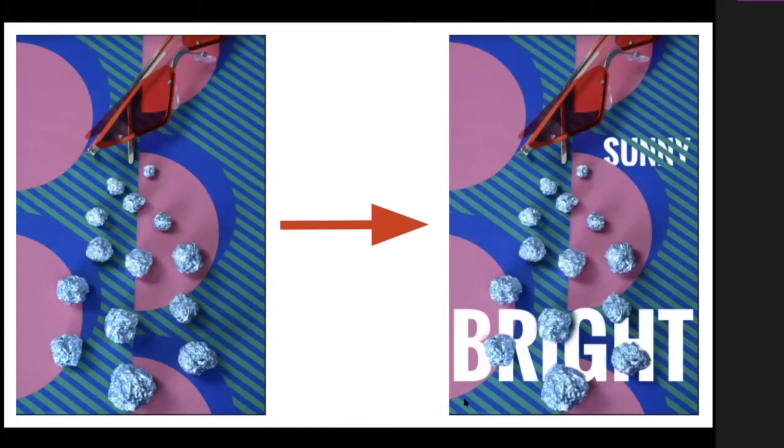But if you look at the text, I didn't just plop the text right on top. The text is blended in with the stuff in the picture. So for sunny, you can see the sunny is behind these green stripes, and a little bit behind this half circle. And then the bright is sitting on top of that pattern, but it's behind these balls of foil. So you get more of that three-dimensional layered look to it. So that's what we're going for with this.